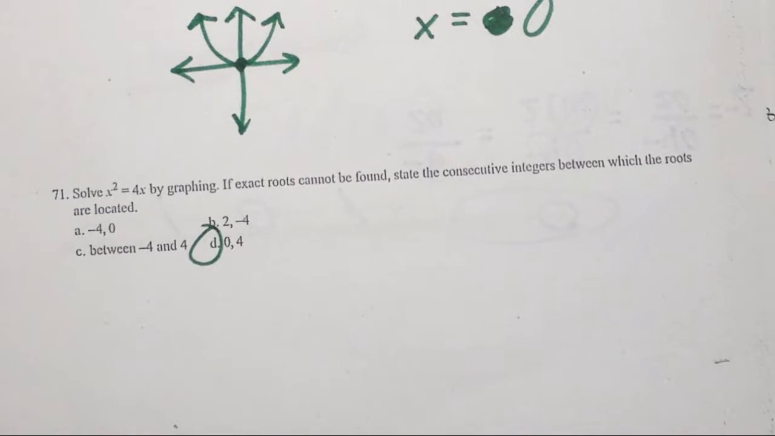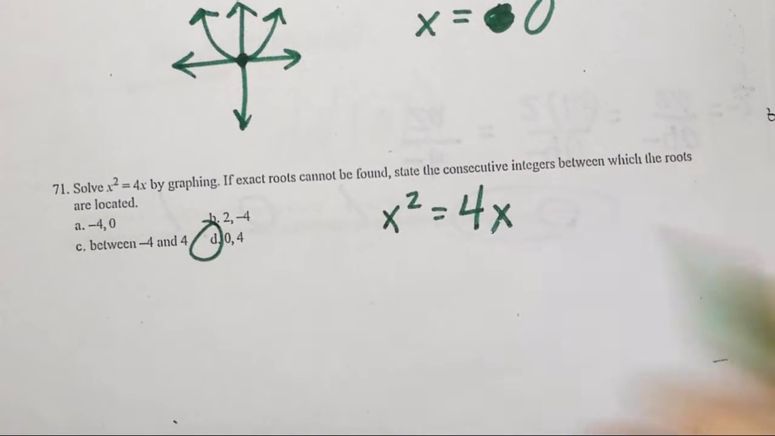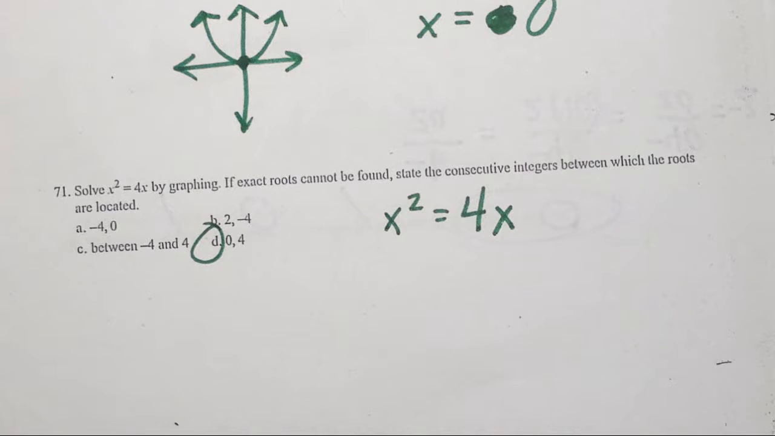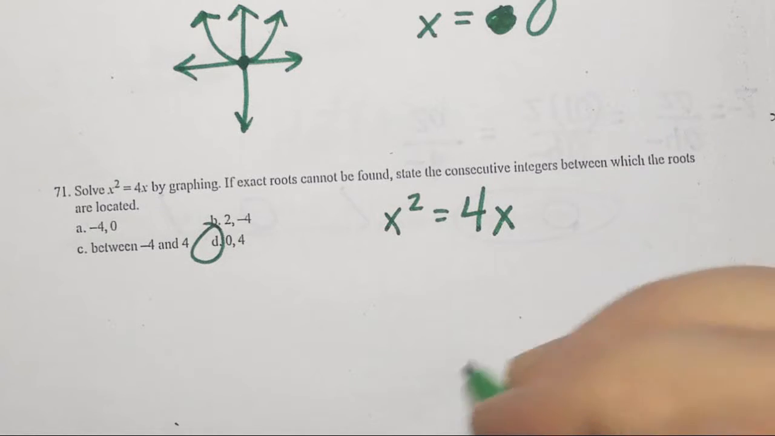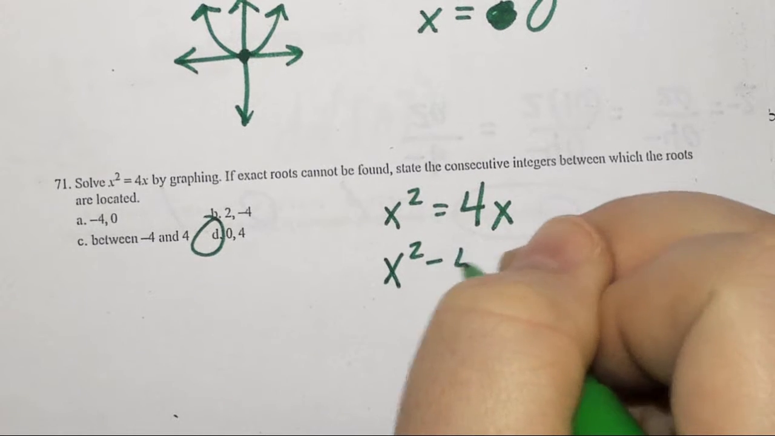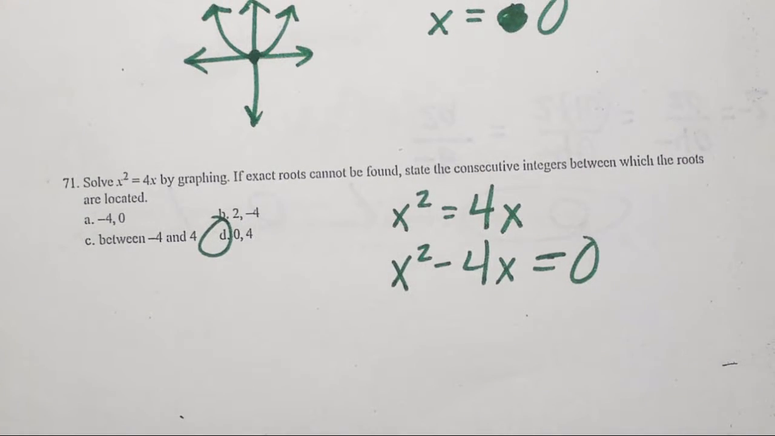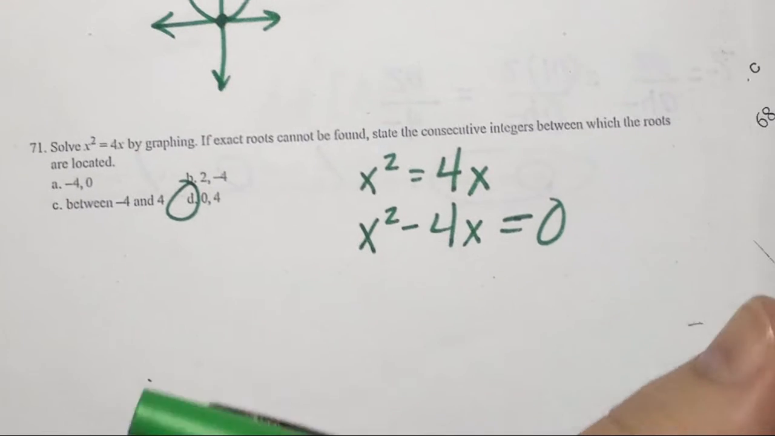Okay, it says by graphing. So I had x squared equals 4x. I can't graph that in my calculator. What do I need to do in order to put this in my calculator? Subtract the x squared. Oh, subtract. Set everybody equal to 0. I'm going to subtract the 4x, but yes. Now I can graph it. He's right, I could have gone the other way, but I'd rather go this way.